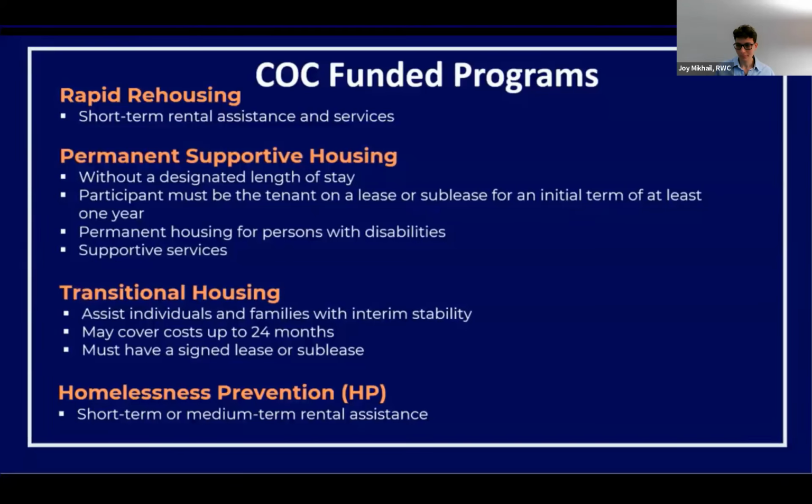Again, I highly recommend you find out who your continuum of care is, find out who your lead agency is, to find out what funding sources are coming through your CoC, but also how you can get a non-citizen client assessed to see if they qualify for any of these rental assistance programs.